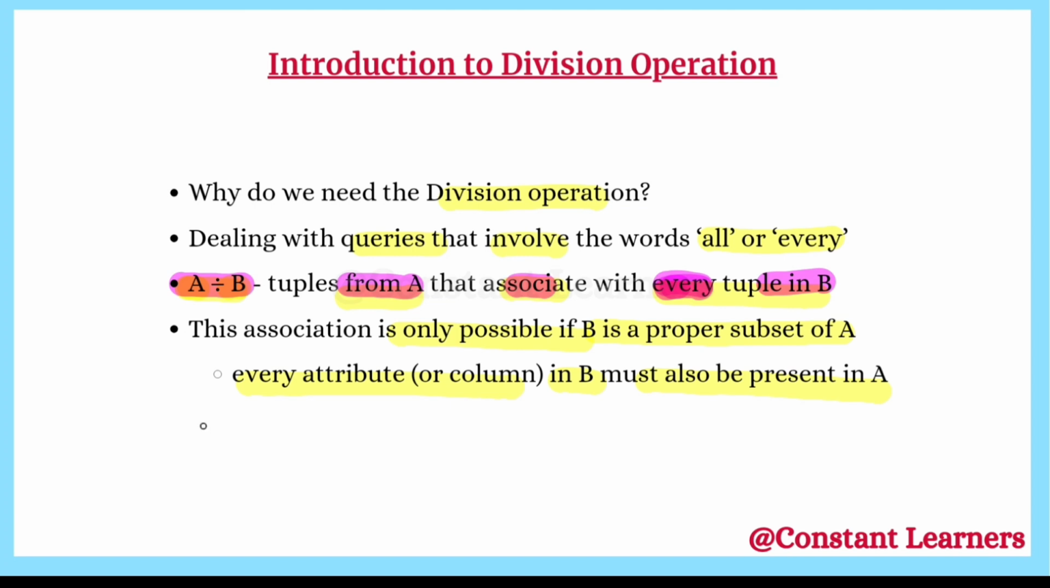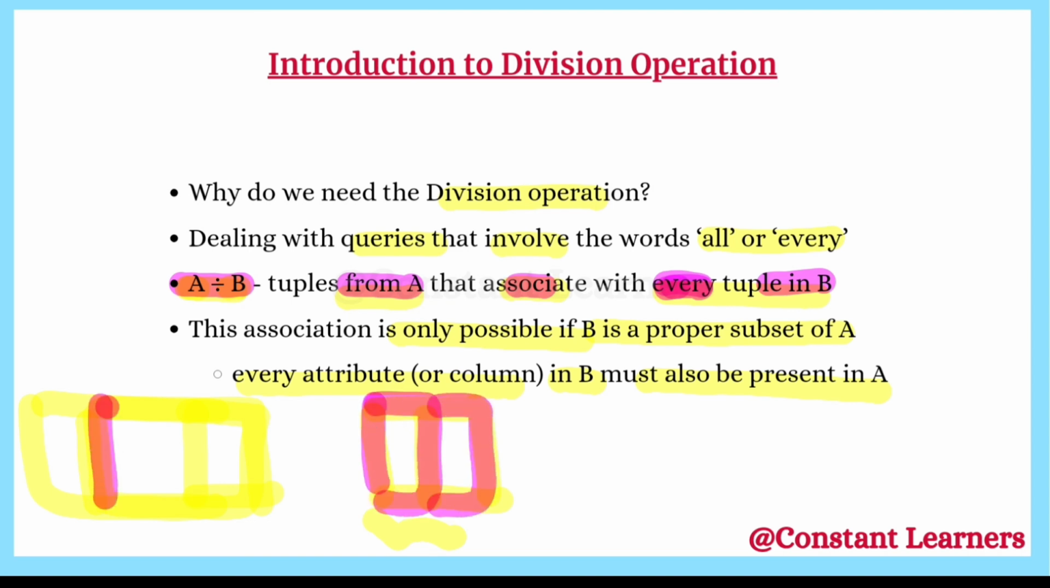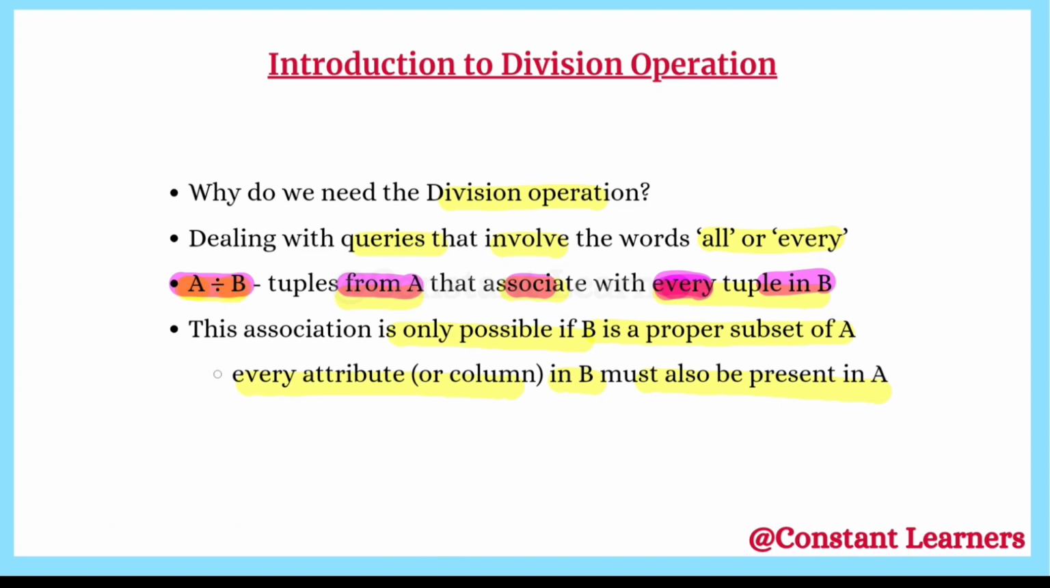So let's say we have two tables. This is table A and this is table B. Table A has, let's say, 3 attributes and table B has 2 attributes. Both of these attributes, both of these columns, must be present in table A. Only then do we say that B is a proper subset of A. This alignment is crucial because without this structure, the division operation won't work. You'll understand this when we do it with an example.